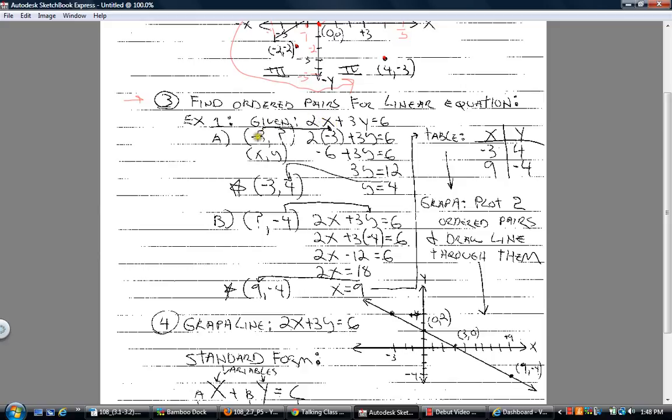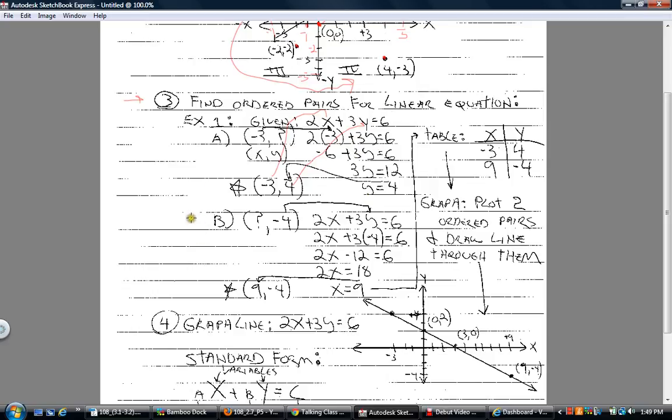So they're going to start off and tell you if x is -3, substitute it in the equation and find what the corresponding y would be. 2 times -3, -6. Add 6 to both sides, gives you 3y equals 12, divide by 3, and you get y equals 4, and that's the corresponding y coordinate of the ordered pair. So -3, 4 satisfies the equation. You put both these values in, -3 for x, 4 for y, and you will get 6 equals 6.